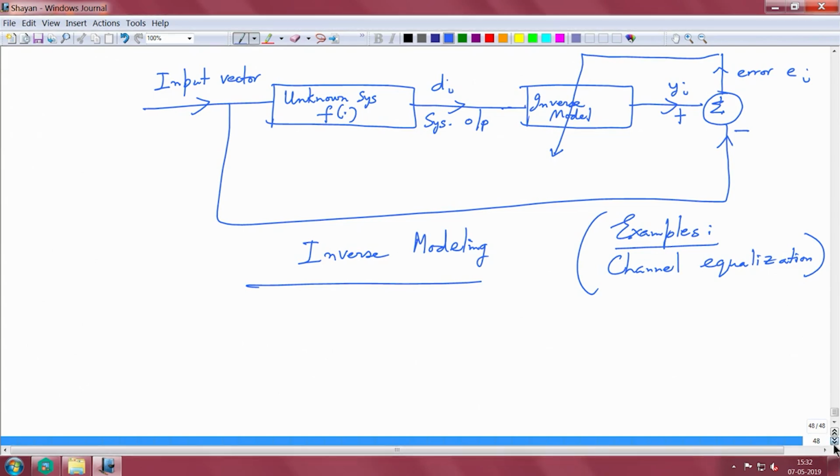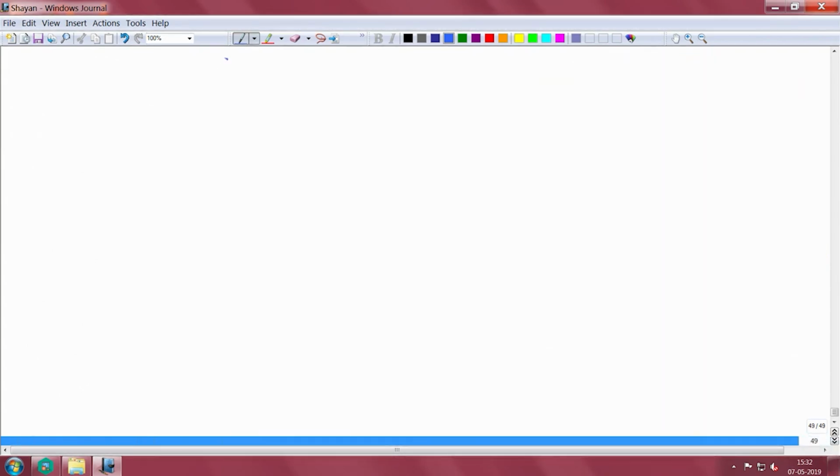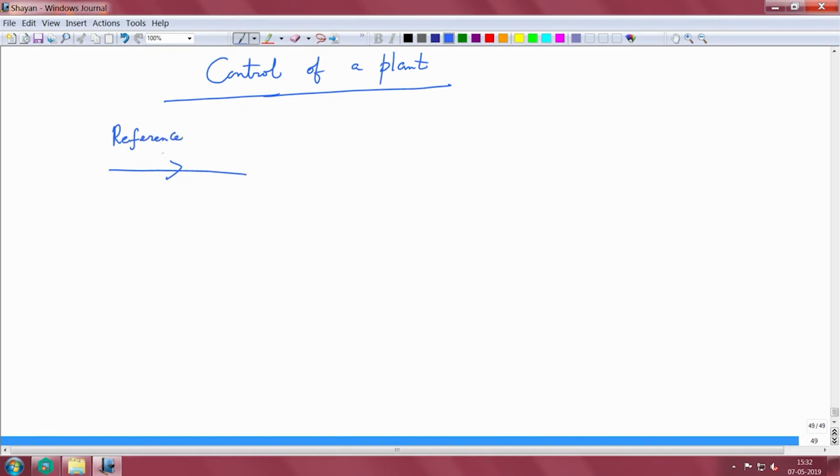Then, control. I will sketch the block diagram again like what we did earlier, and then I will explain the individual blocks and how this works.